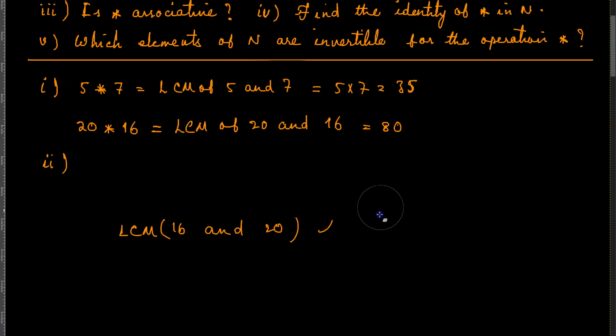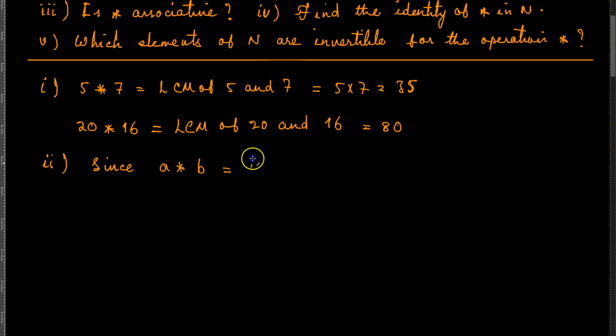So then you can say that since a star b is equal to b star a for every a and b belonging to N, therefore star is commutative.